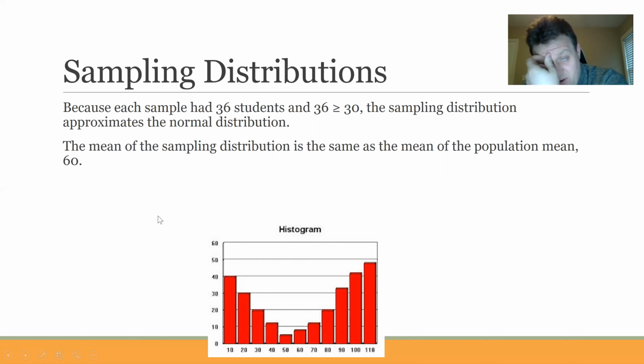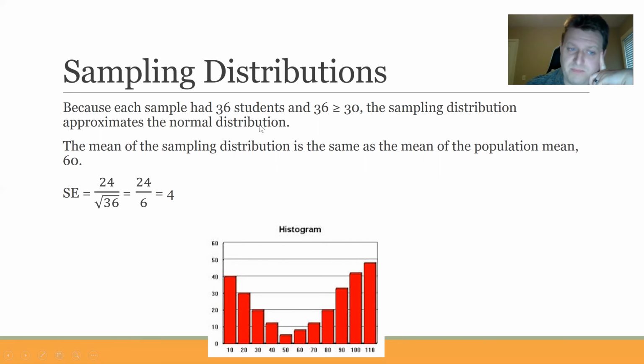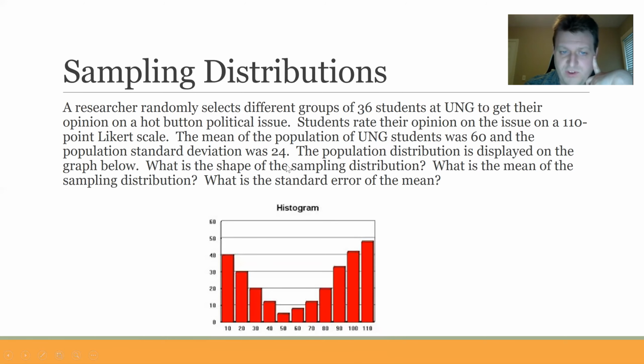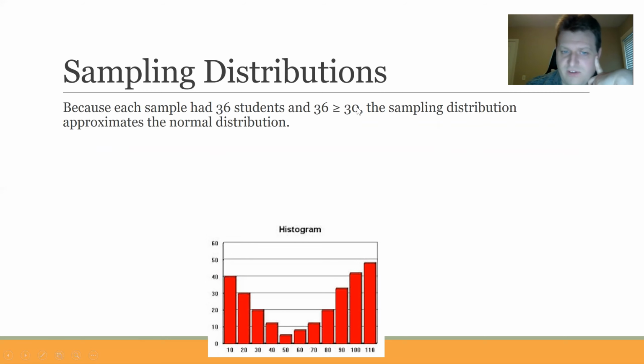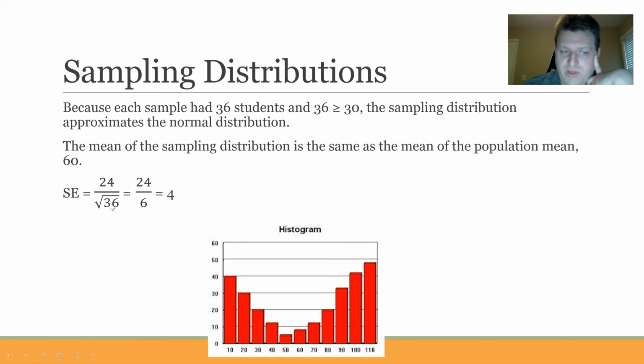How about the standard deviation of the sampling distribution, also known as the standard error of the mean? Well, what we have to do is get the population standard deviation, which is 24, and divide that by the square root of n. We have 36 students. Square root of 36 is 6. 24 over 6. The standard error of the mean is 4. Okay. Cool. Let's do one more problem.